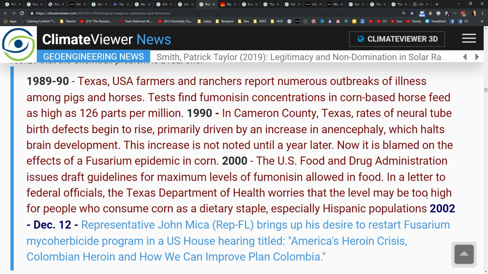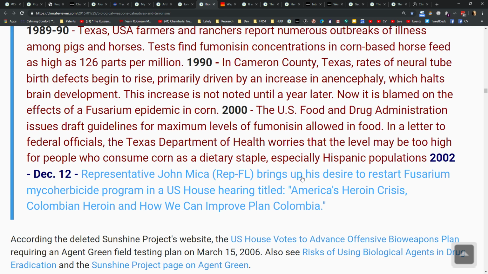2002, December 12th. Representative John Mica brings up his desire to restart the Fusarium mycoherbicide program in a U.S. House hearing titled America's Heroin Crisis, Colombian Heroin and How We Can Improve Plan Colombia. This is 2002, where they were talking about starting up Plan Colombia again using Agent Green. So if you don't think that these types of biological weapons and chemtrails are in use today, you are out of your freaking gourd.